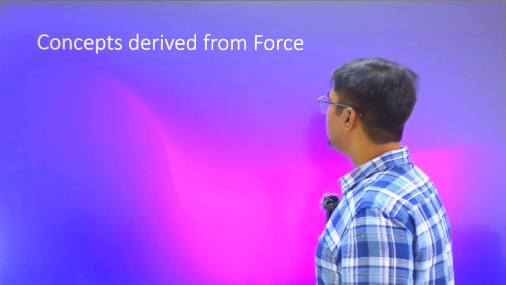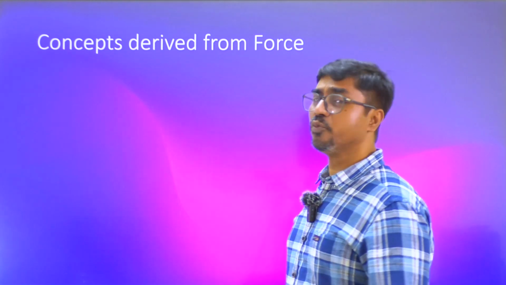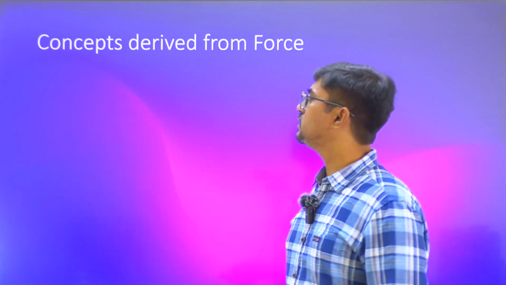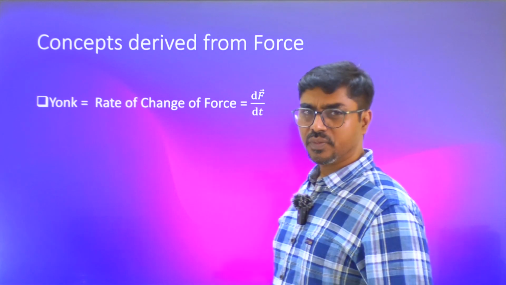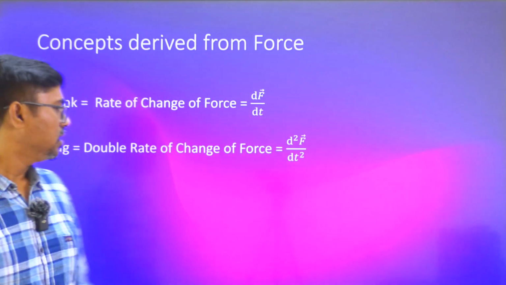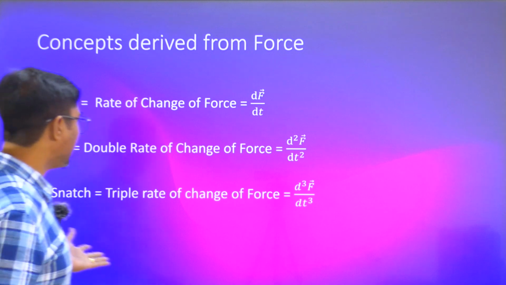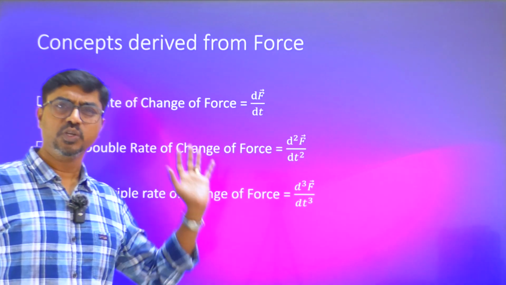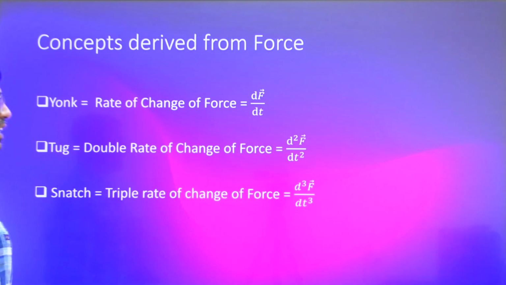These are mechanical effects. And based on whatever effects we are considering, there are some definitions which come from force. Number one, the rate of change of force, you call it yank. And then the double rate of change of force is called tug. And then the triple rate you can also have; we call it snatch. Of course, they are not very famous, but you can define them. Differentiating force, first, second, third order, we can have.